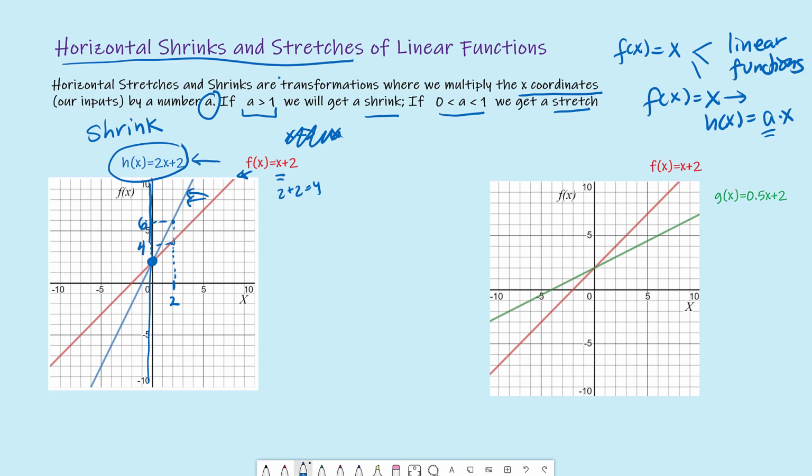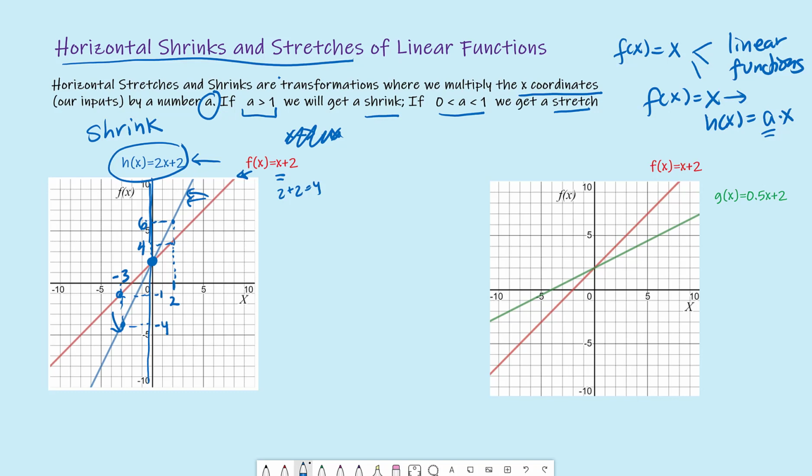Let's look at this point here. Okay, we have x equals -3. In this case, in our red curve, our original curve, we're looking at the value -1, while in our blue curve, we are looking at -4. So here again, we are moving away from the x-axis, so we call this a shrink.